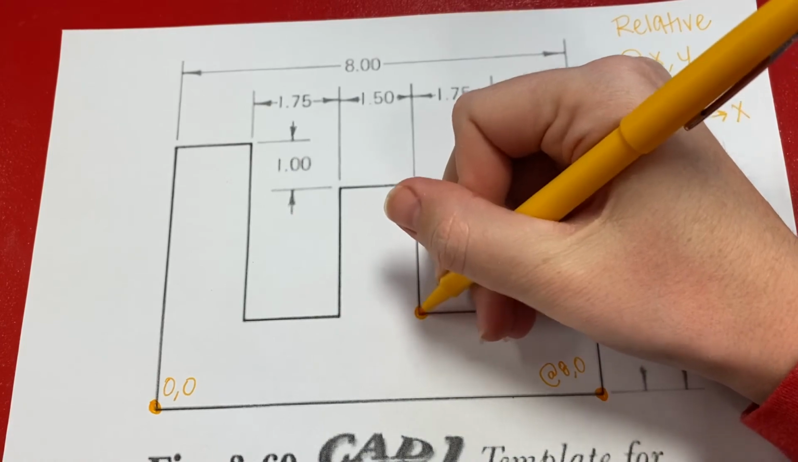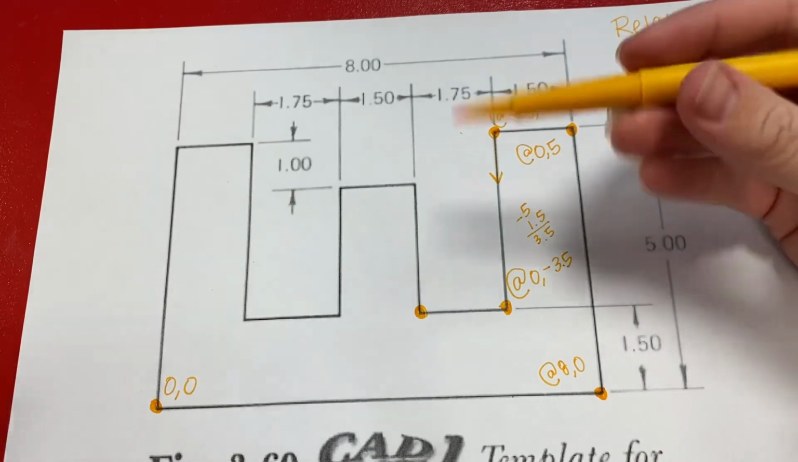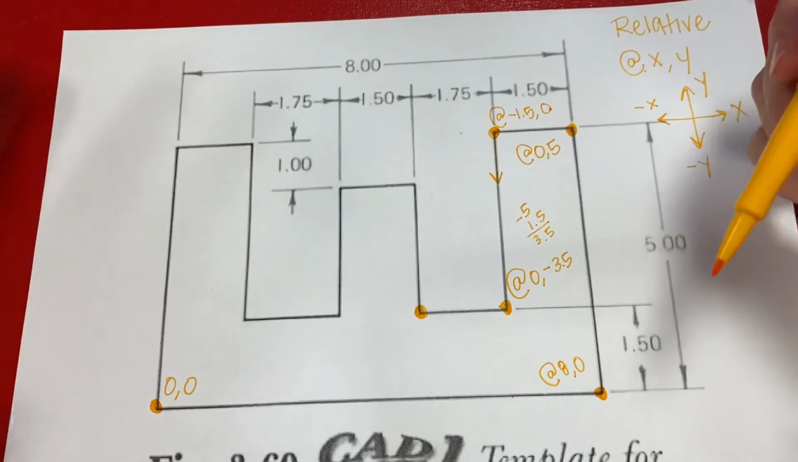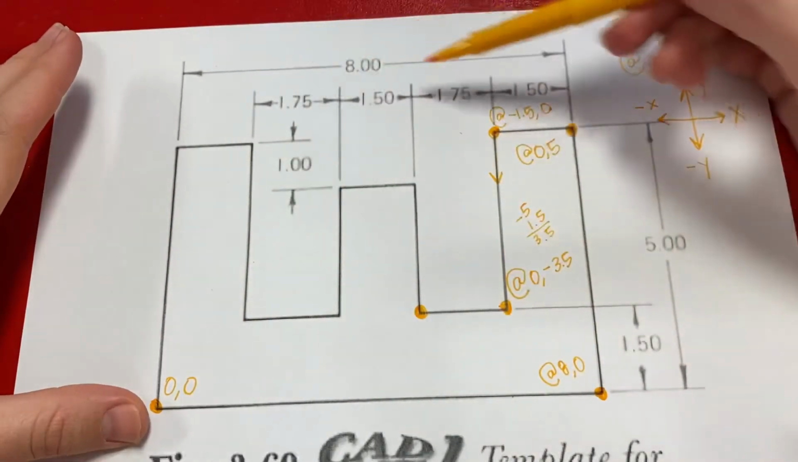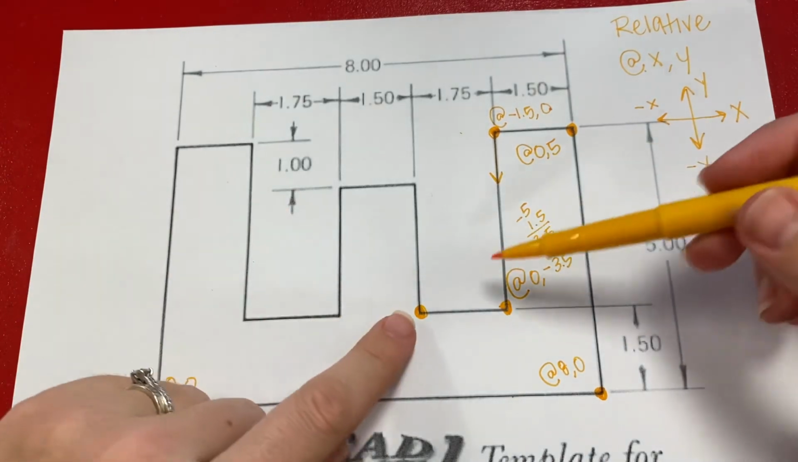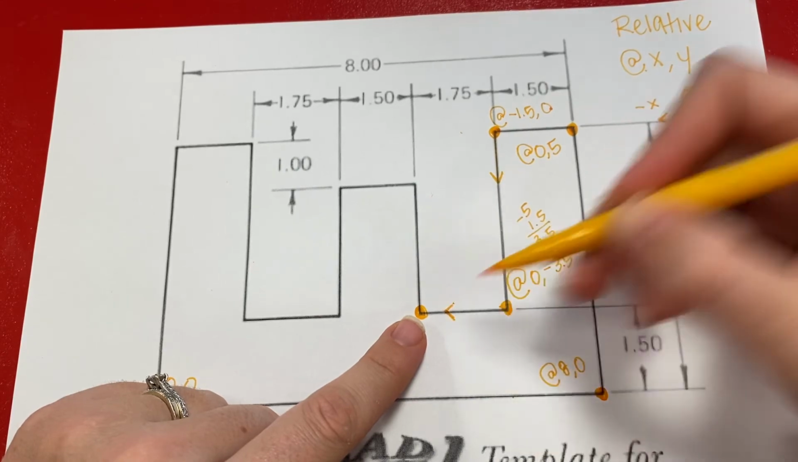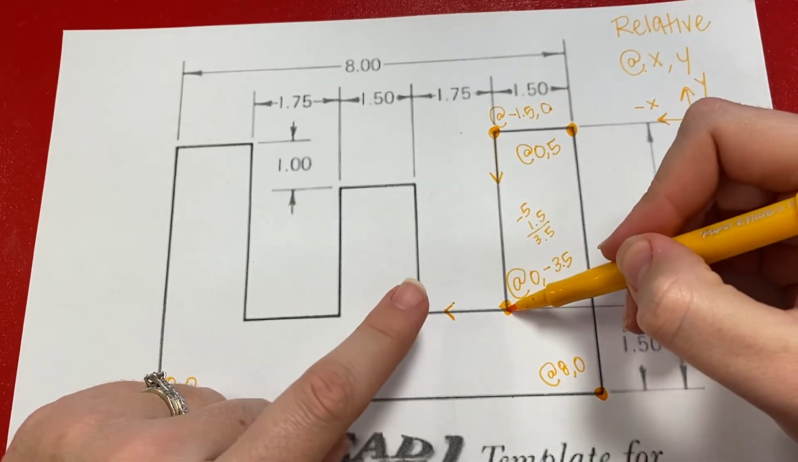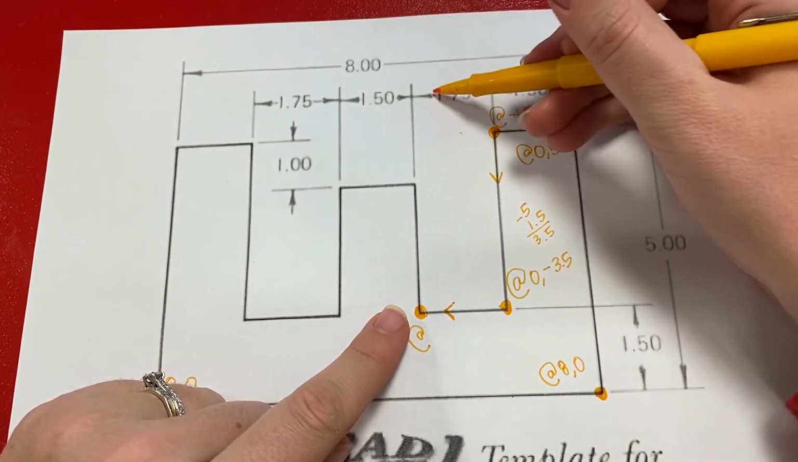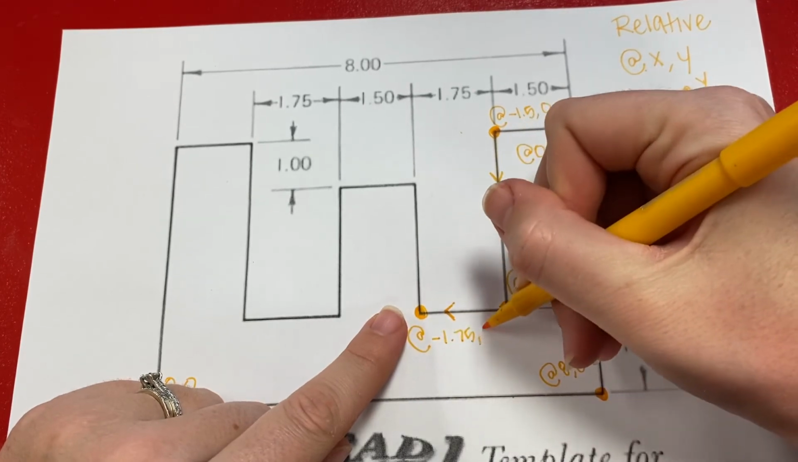Again, we're just going to continue. I always go counterclockwise. If coordinates confuse you with the positive and negative, you could go clockwise. So from here, going to the left, again, we're only counting from our previous location. So I'm going to start with the at. This time we're going to the left, 1.75. So at negative 1.75, comma 0.